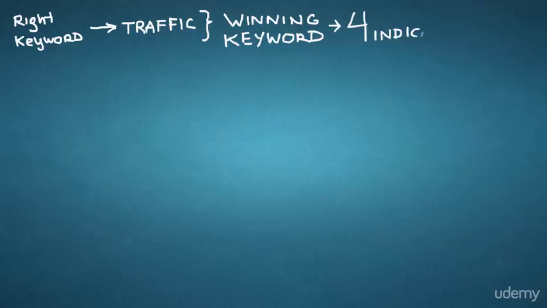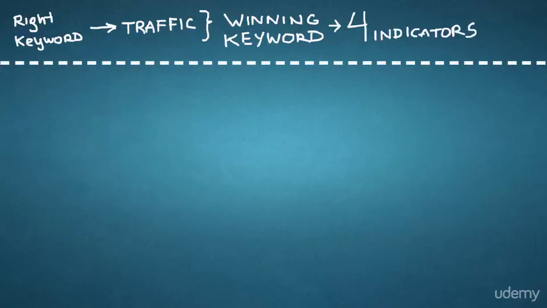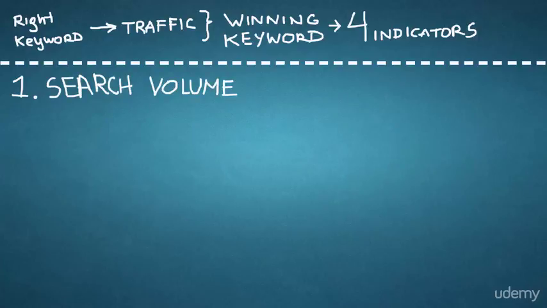There are 4 indicators that suggest that you have encountered a winning keyword. The first one is search volume. We want to find a keyword that has a medium or high search volume. Each group of keywords have different numbers when it comes to search volume. Let me explain this. Search volume is relative.